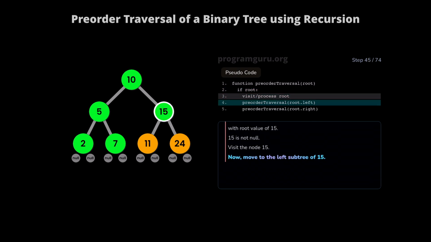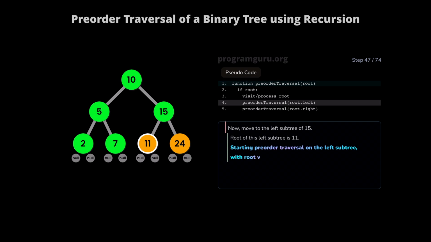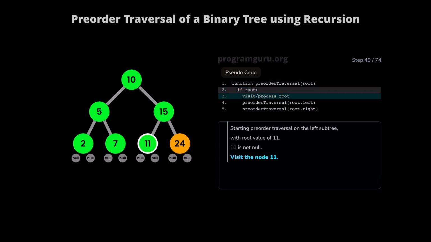Now move to the left subtree of 15. Root of this left subtree is 11. Starting preorder traversal on the left subtree with root value of 11. 11 is not null. Visit the node 11.